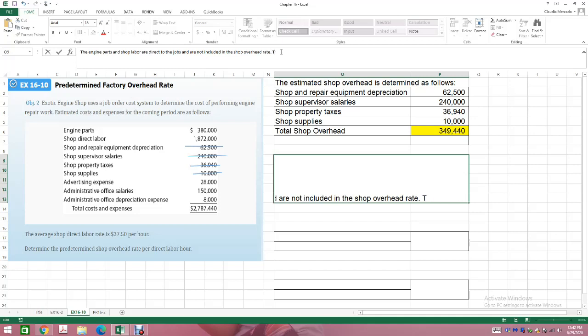Now the advertising expense. They have an advertising expense and two administrative expenses. These are selling and admin expenses, and these costs are not included in the shop overhead rate, but instead are treated as period expenses.